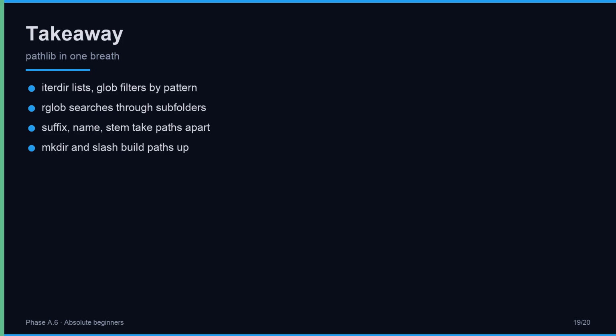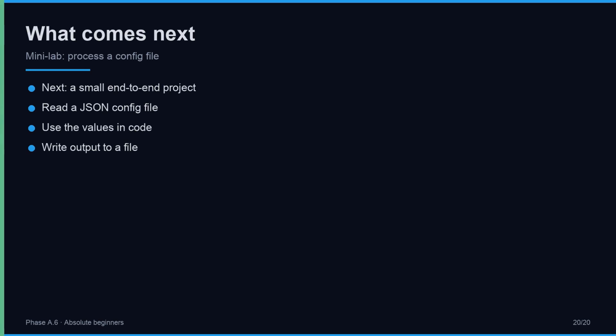Walk any folder tree. Next lesson is the capstone of phase 0.6. You will pull together everything, files, pathlib, and JSON, into one small project. You will read a JSON configuration file, pull values out of it, use those values in code, and write the result to an output file. It is the kind of script you will write again and again in real work. Everything you have learned in this phase comes together there.